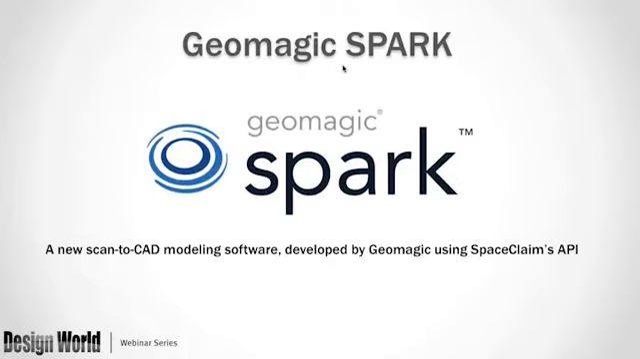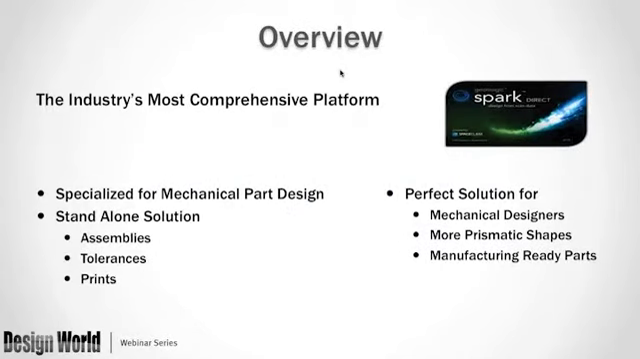So what is Geomagic Spark? It's a new scan-to-CAD modeling software, and we developed it in conjunction with SpaceClaim's API. So what you're seeing is a product on screen that is half Geomagic and half SpaceClaim. If you're familiar with SpaceClaim, they're a direct modeling CAD package that's out in the market today. And one thing that many designers have been desiring over time is the ability to model over top of scan data in a CAD environment. And that's what Spark is designed to do.